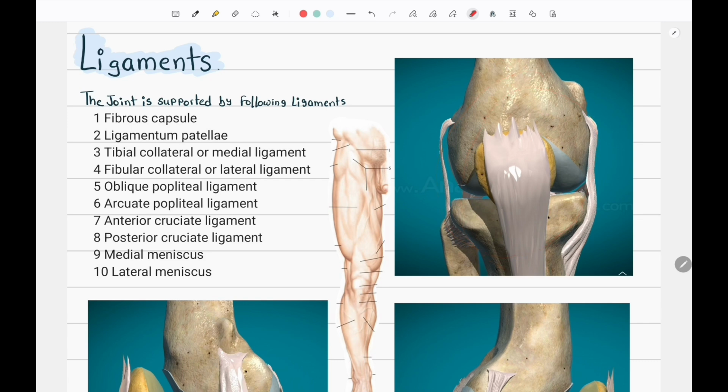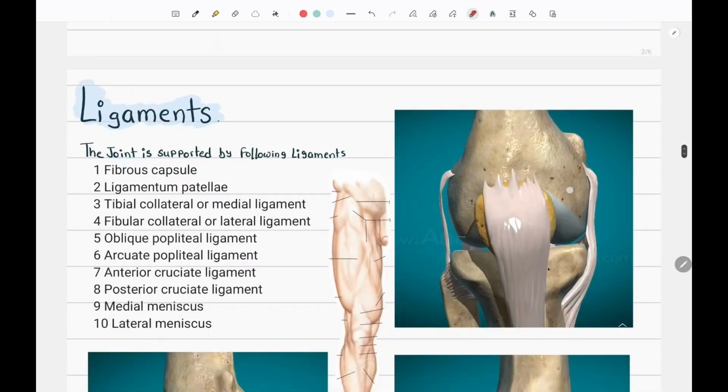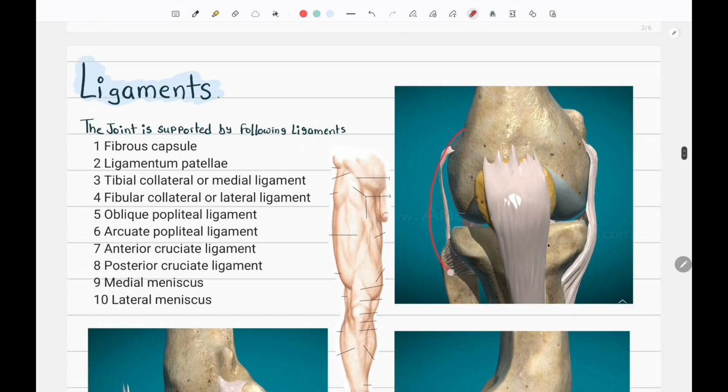Starting with the fibrous capsule. It's a thin capsule which covers the entire joint. As I've already told you in this diagram, it's a thin fibrous capsule which covers the whole joint.